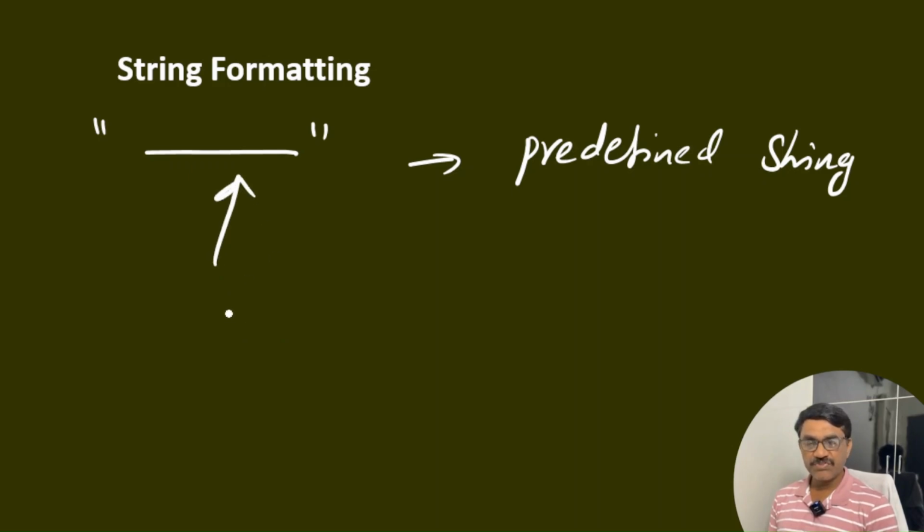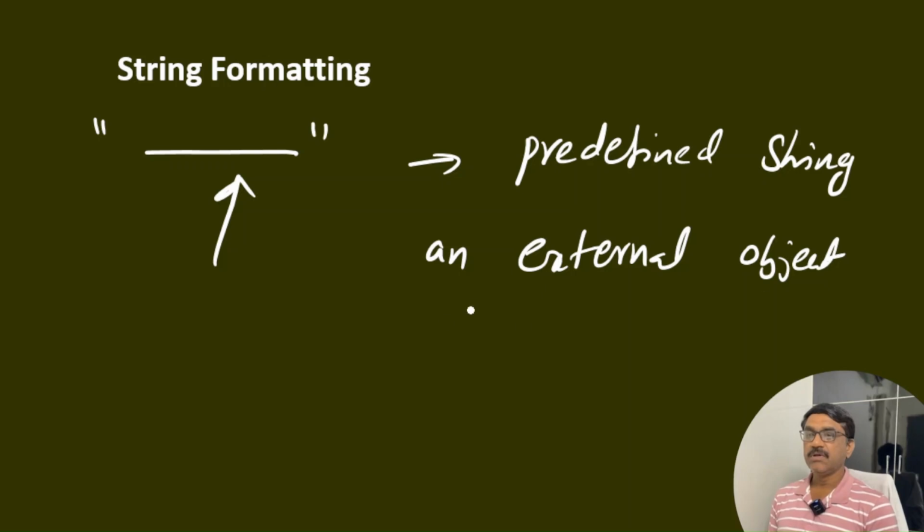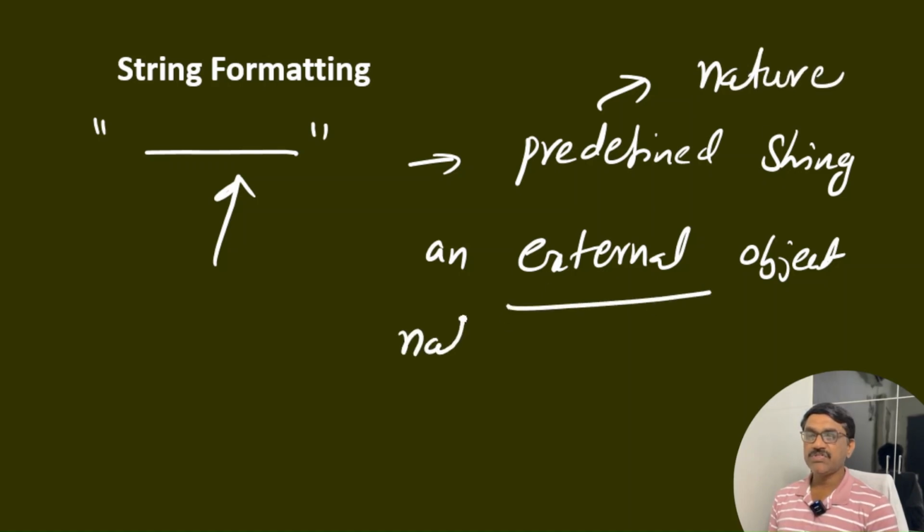Now, into this predefined string, I would like to insert an external object. Now remember, the predefined string has its own nature and the external object has its own nature. That means both may not have the same nature. So what I mean to say is we are trying to insert an external object having a different nature into the predefined string having a different kind of nature.